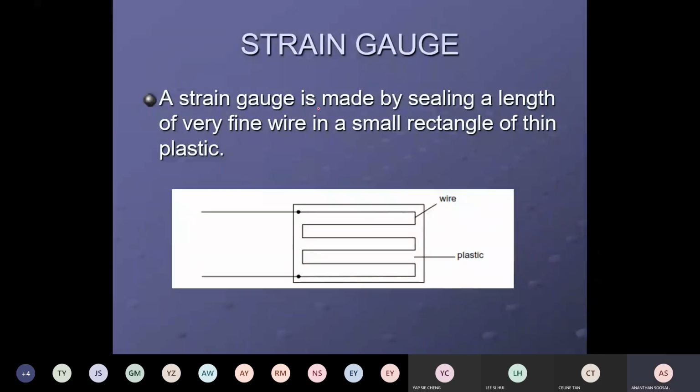Next, the fourth one is called the strain gauge. What is meant by a strain gauge? You have to describe this. A strain gauge is made of sealing a length of very fine wire in a small rectangle of thin plastic. It's made of a very fine wire which can extend. When you extend the wire, the resistance is going to change, so the voltage is going to change.